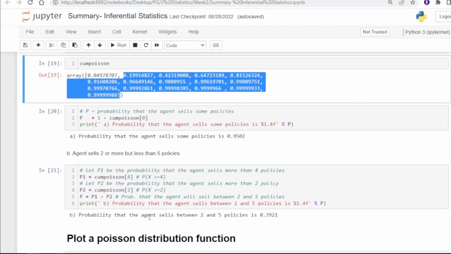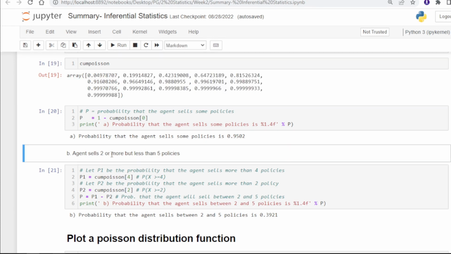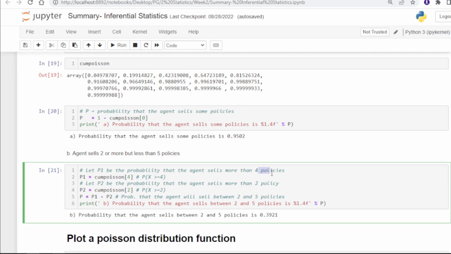The next question is that the agent sells 2 or more but less than 5 policies. To get that we have two different things. Let P1 be the probability that the agent sells more than 4 policies, right? More than 4 policies means less than 5 policies. So whether it is less than or equal to 4 or greater than 5, both are the same.